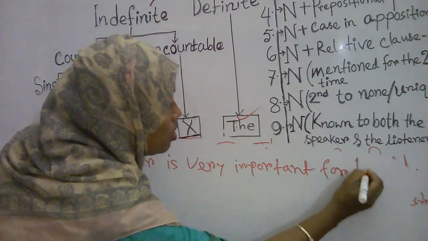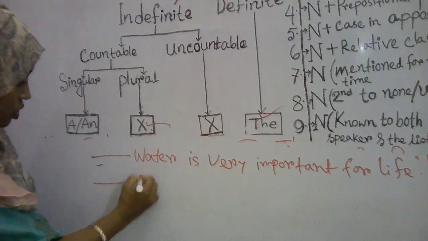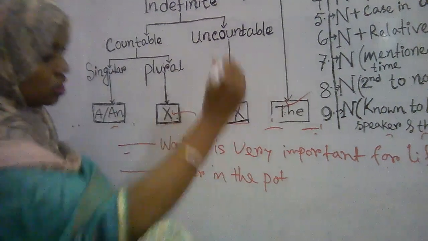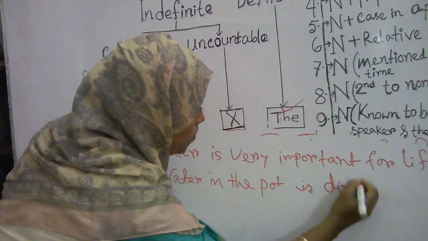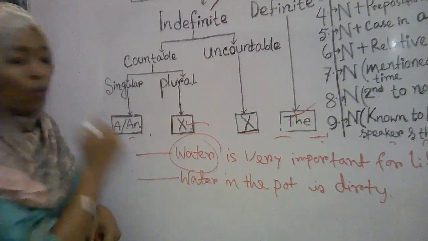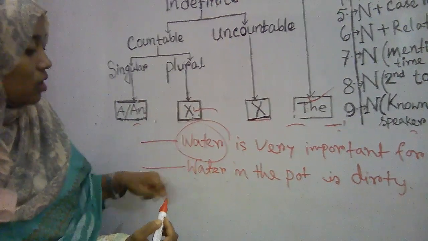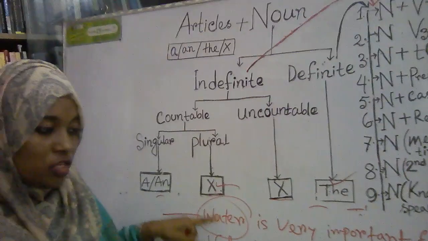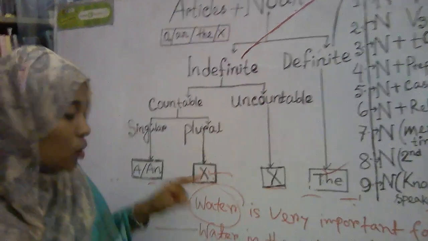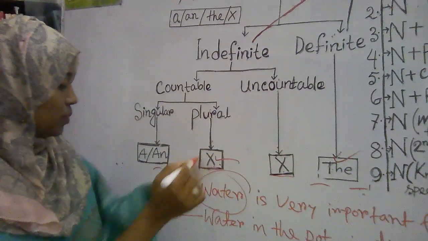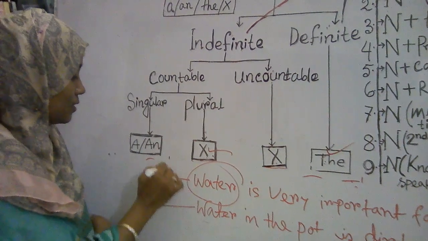Dash water is important for life. Dash water in the pot is dirty. Here, in the first sentence, the word water is not definite because after this noun we cannot find any of these types, this 1 to 9, nothing. That's why it's not definite. Besides, it's an uncountable noun. We know that an uncountable noun takes cross. It means it doesn't take any article. That's why here the answer is cross.